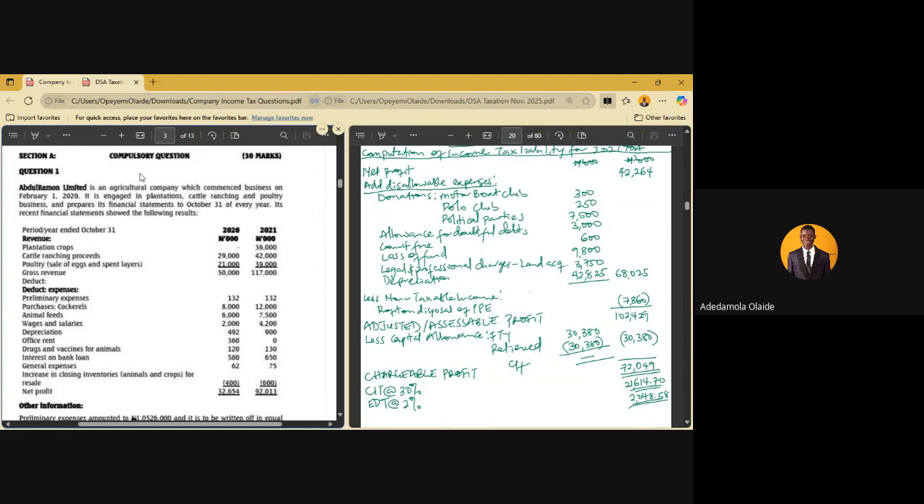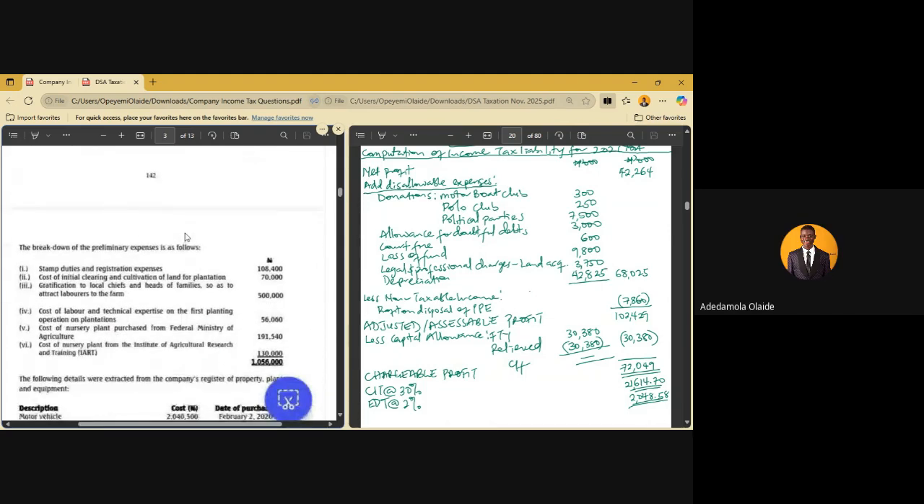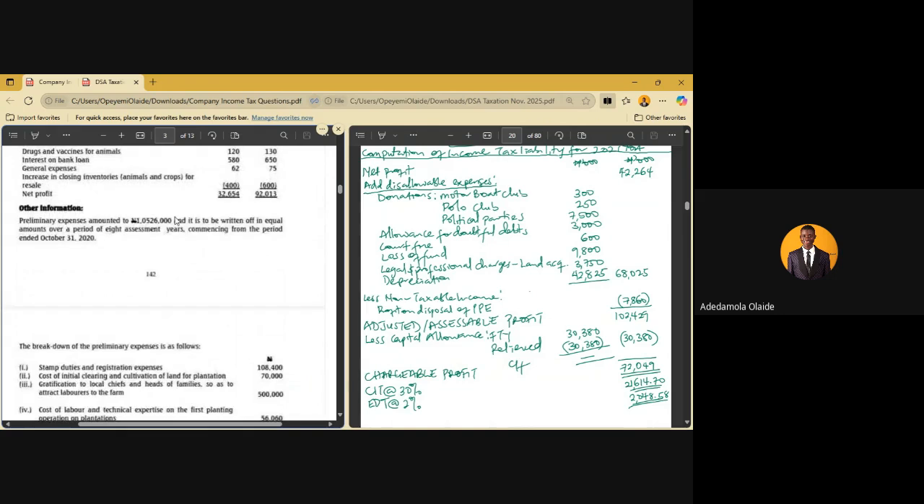We have all of this. We have other information. Preliminary expenses amounted to 1,056,000. That's what it should be. And it is to be written off in equal amount over a period of 8 assessment years, commencing from the period ended October 31, 2020.